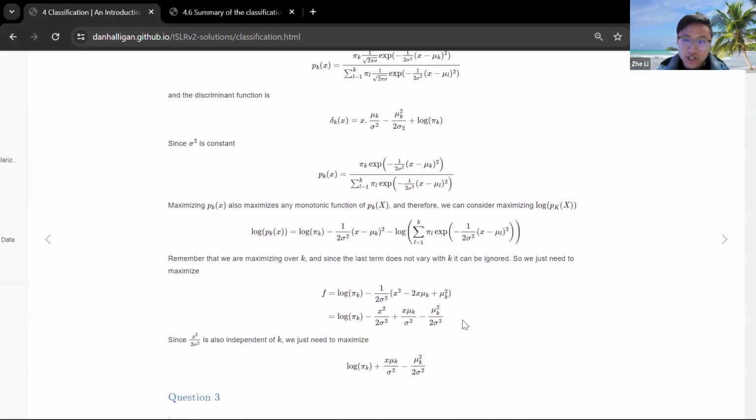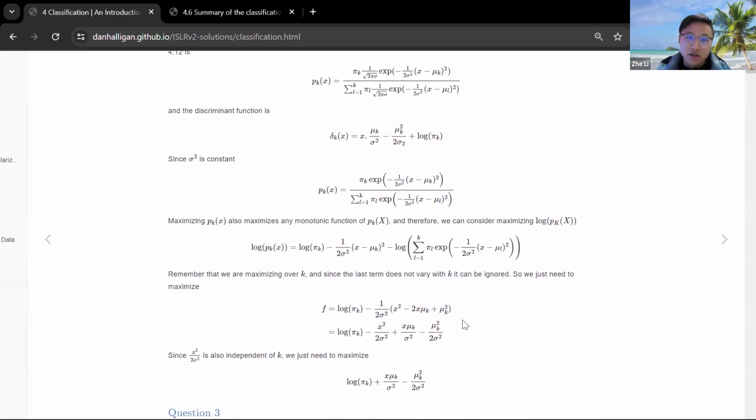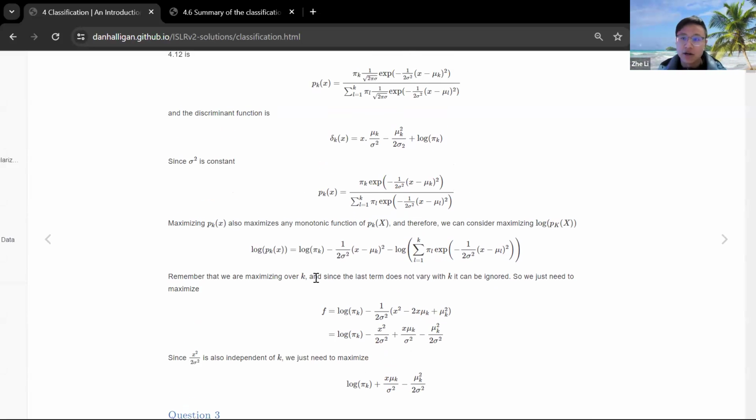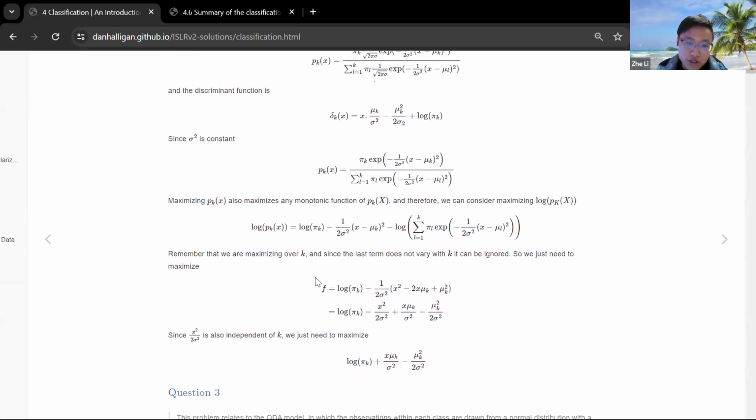So the gist of it is that if we choose a baseline case to compare one class and the other class, the result would be equal to a softmax coding, which classifies observation to k regardless of what the baseline is. So this is the underlying logic of this question.